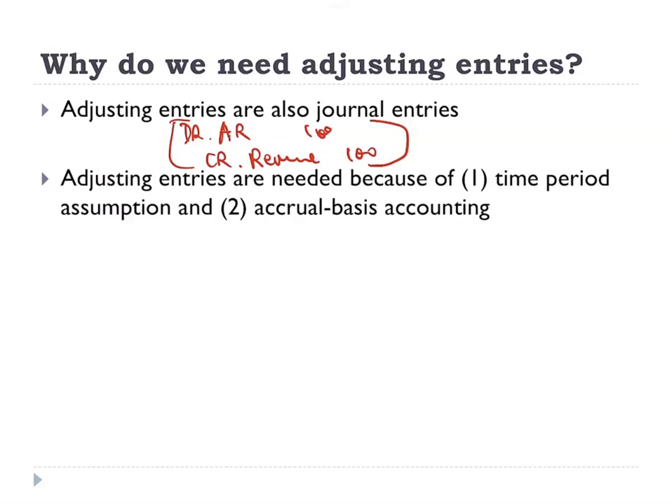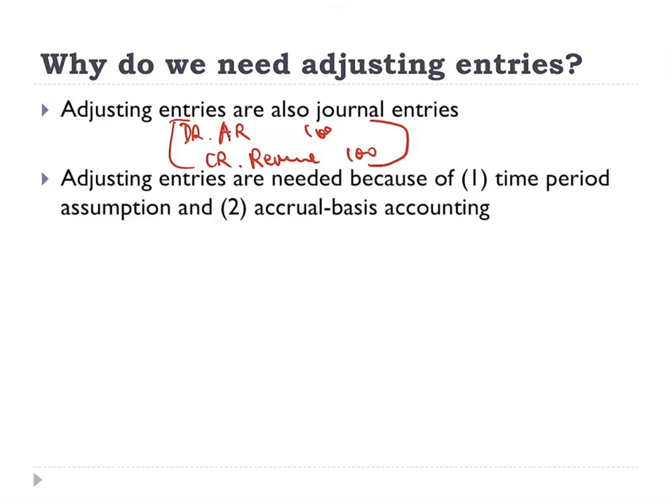If we do not make adjusting entries at that time, our financial statement is not going to be complete. So we need to remember that we need to make those adjusting entries in order to make our financial statement complete. This may sound a little bit abstract now, but I'm going to explain it right away. Hopefully it will make it clearer to you why we need adjusting entries and what those adjusting entries are. So basically, why do we need adjusting entries?